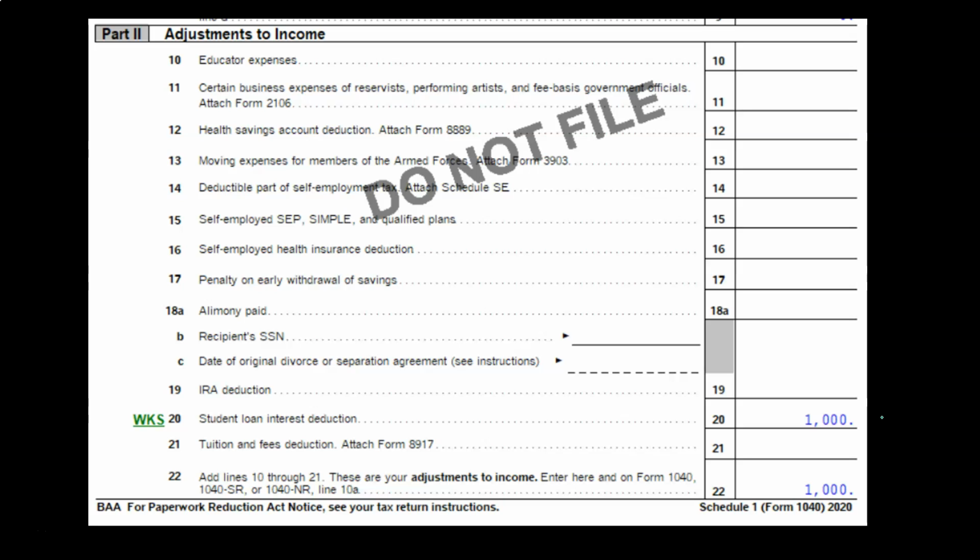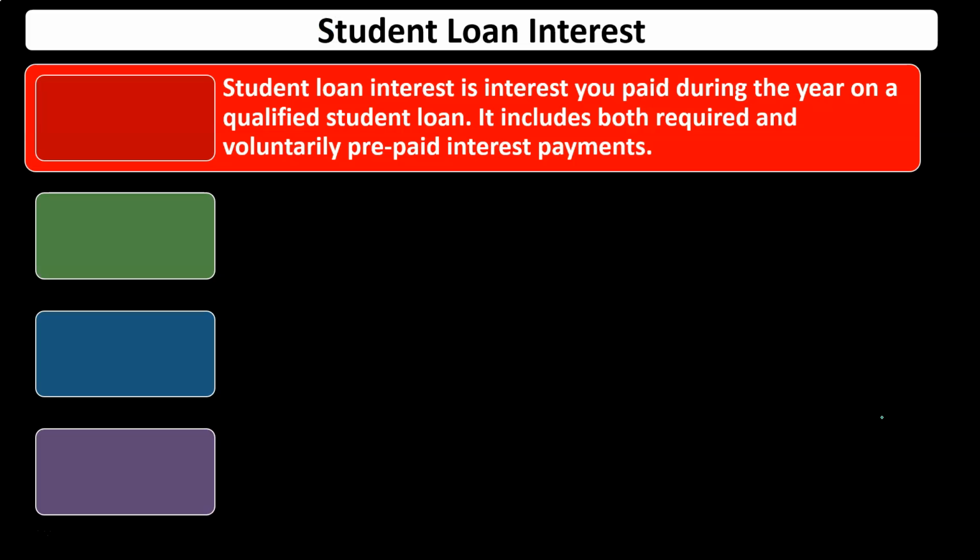Why is the tax software limiting it? And then be able to, of course, explain that to a client. So student loan interest. Student loan interest is interest you paid during the year on a qualified student loan. It includes both required and voluntary prepaid interest payments. So typically it's on kind of a cash basis. If you made the payment, the amount applied to the interest.